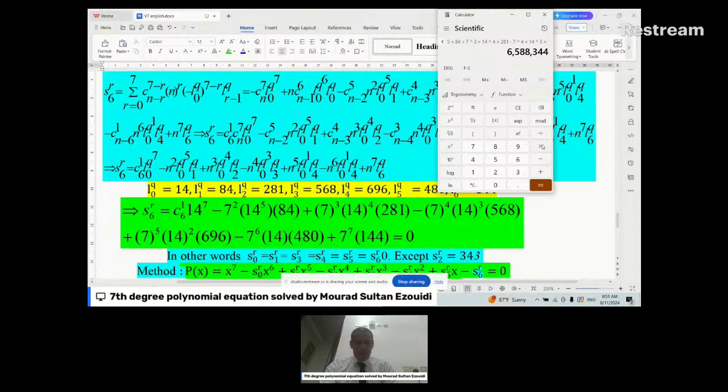Times 568, correct? Plus 7 raised to the power 5 times 14 squared times 696, minus 7 raised to the power 6 times 14 times 480, plus 7 raised to the power 7 times 144.